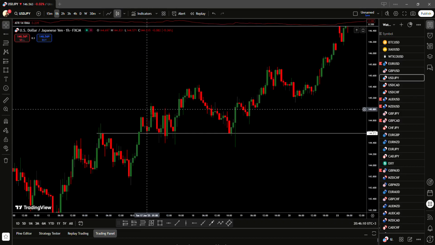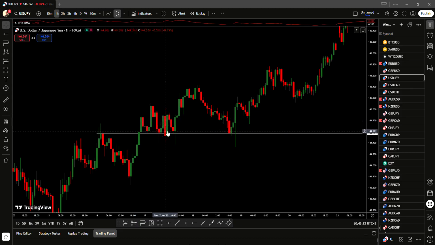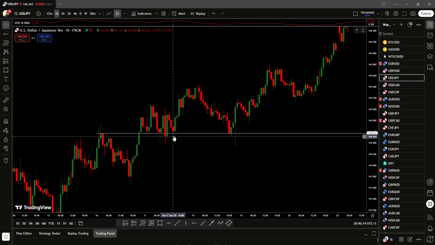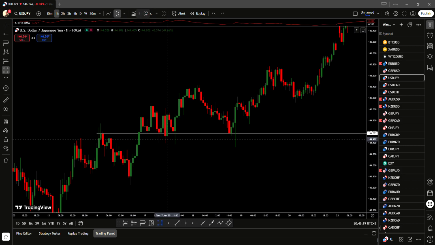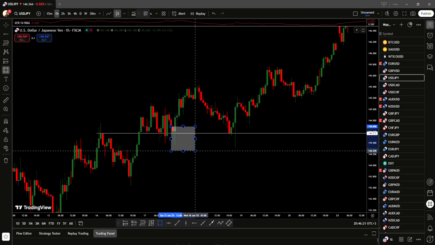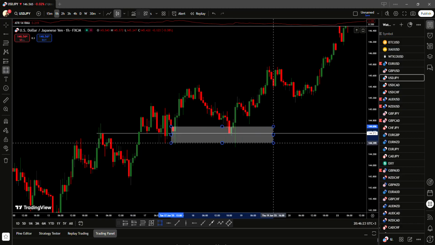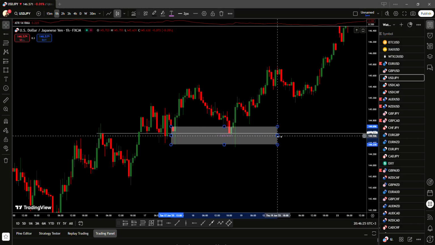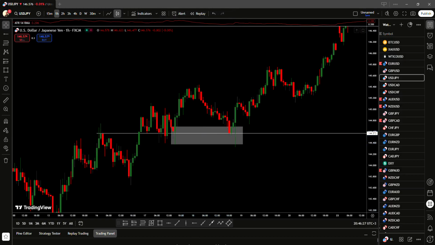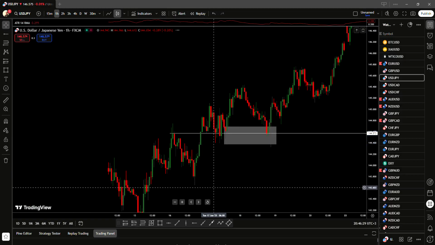Resistance broken, turned into support, left a demand zone, and then broke structure up there. So you would mark this zone from the wick, from the body to the wick, like that. So it was a good trade. It should be a winning trade.